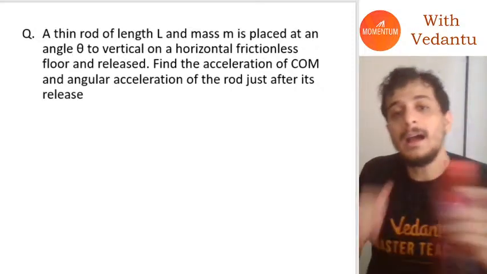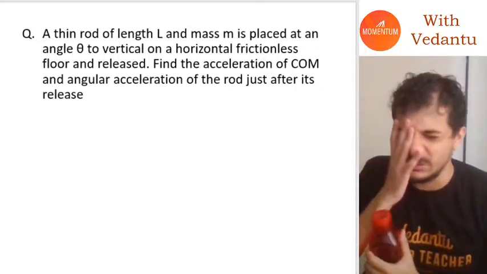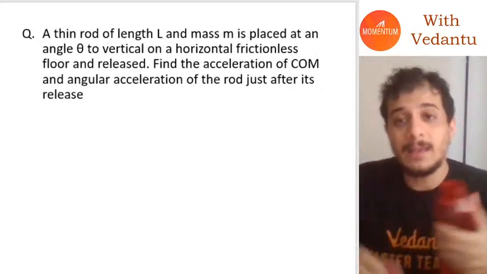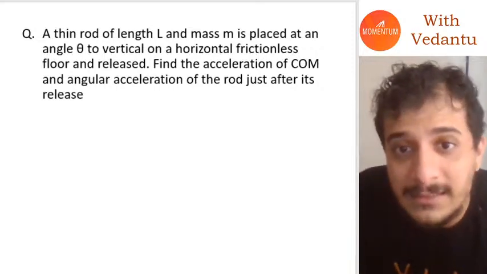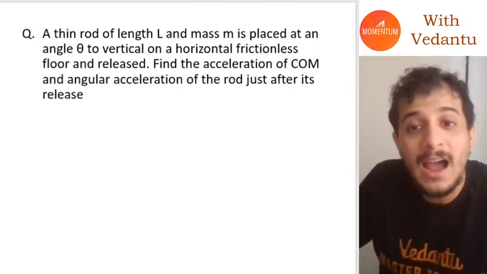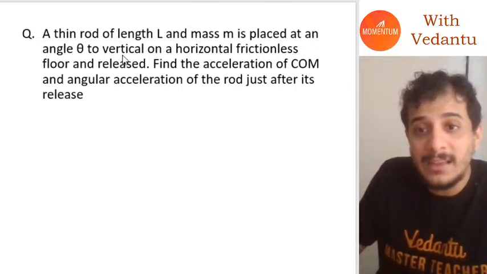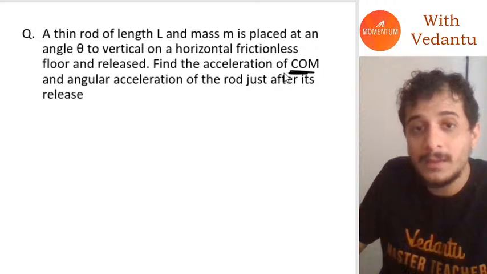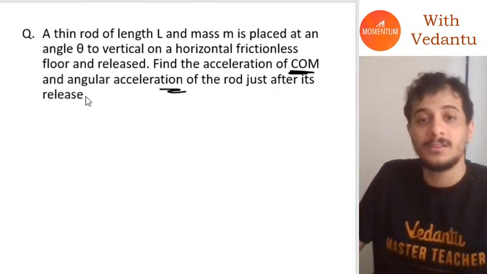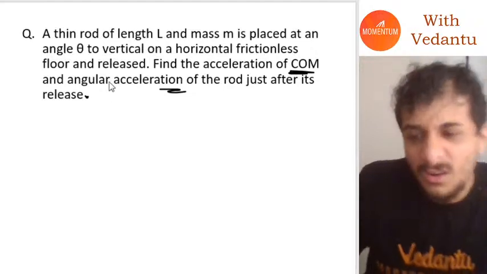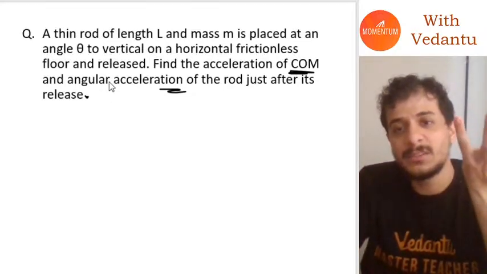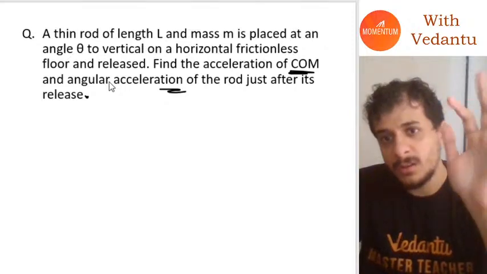Now, guys, I have a thin rod. This is the question: a thin rod of length L and mass M is placed at an angle theta to the vertical on a horizontal frictionless floor and released. You have to find the acceleration of the center of mass and the angular acceleration of the rod just after its release. This is a very khatarnak question with no diagram given to us at all.